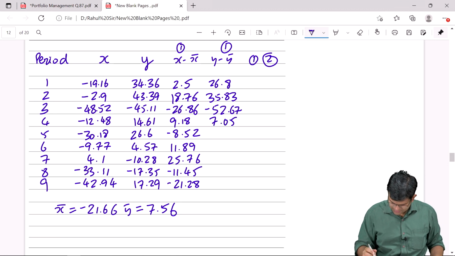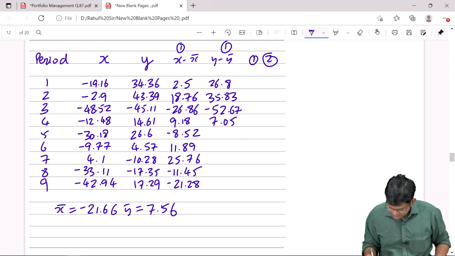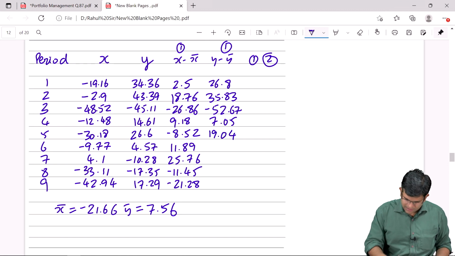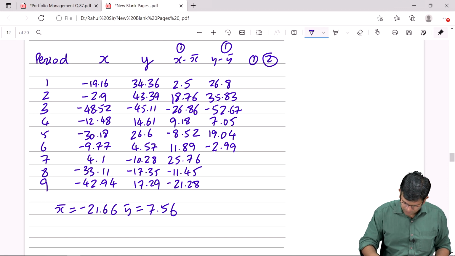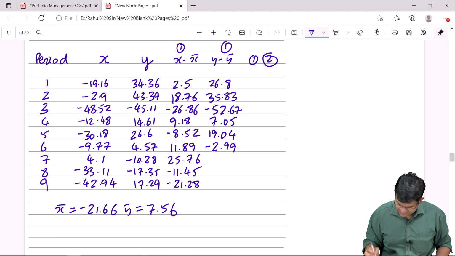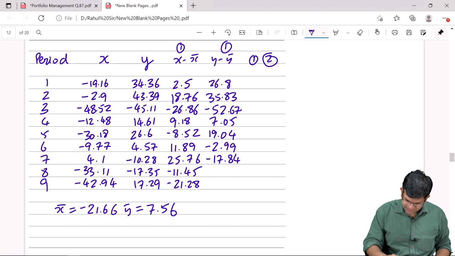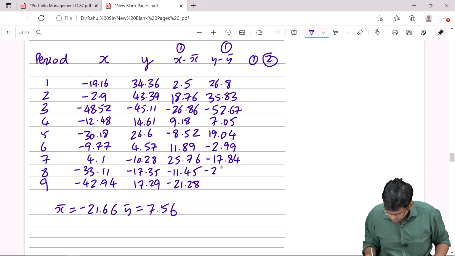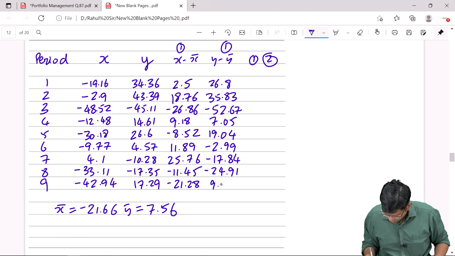Everybody following? Next is 26.6 minus 7.56, that is 19.04. Next is 4.57 minus 7.56, that is negative 2.99. Next is minus 10.28 minus 7.56, that is negative 17.84. Next is minus 17.35 minus 7.56, that is negative 24.91. And then the last one is 17.29 minus 7.56, that is 9.73.